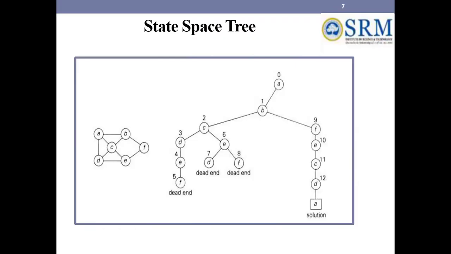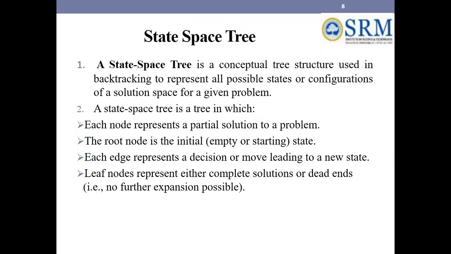So the problem has one solution, and also we can explore two more branches. We can get another solution. And we will see what is state space tree. State space tree is a representation of execution of backtracking algorithm. We are representing all the possible states and how it can be explored. What are the solutions? What are the dead ends? All components are represented in state space tree.